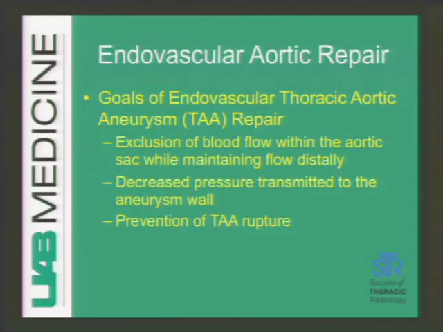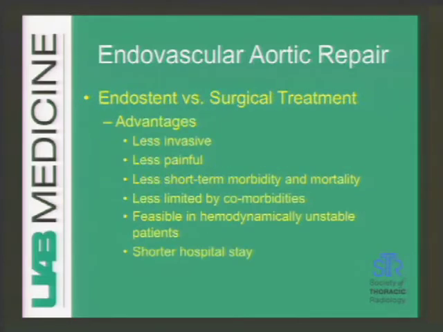The goal of endovascular thoracic aortic aneurysm repair is to exclude the blood flow within the aortic sac while maintaining blood flow distally. You want to decrease the pressure transmitted to the native aneurysm wall, which will prevent rupture of the thoracic aneurysms. There are several advantages to endovascular stent placement versus surgical treatment.